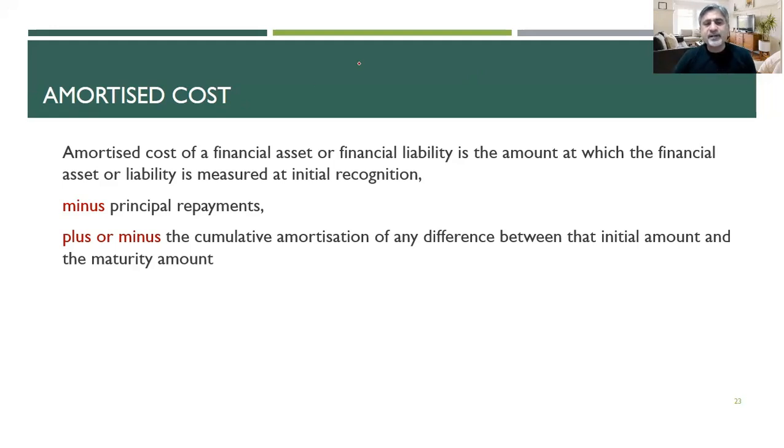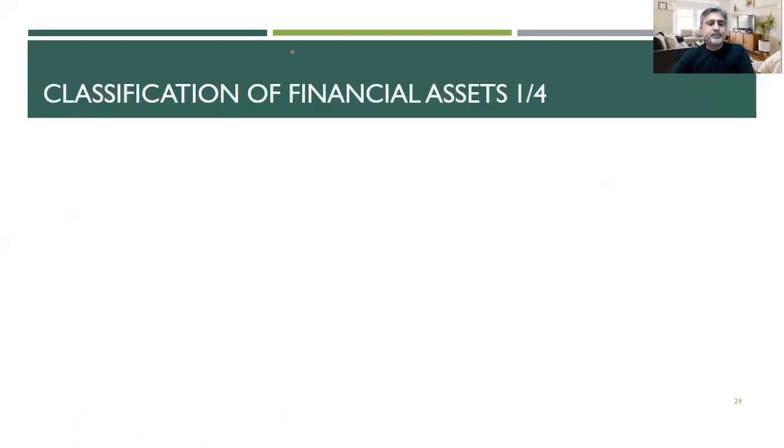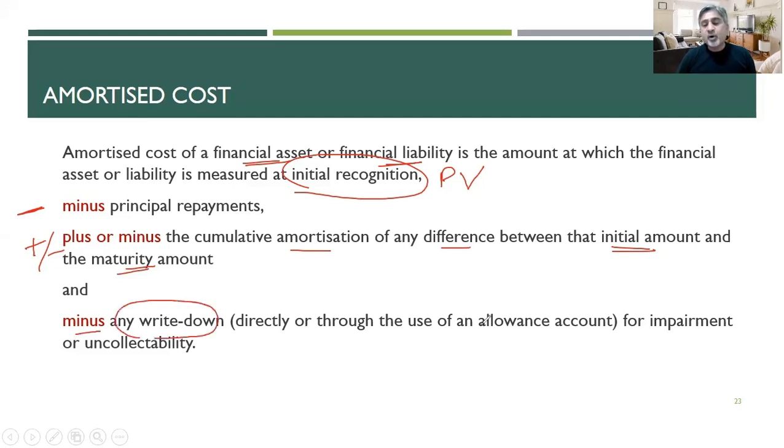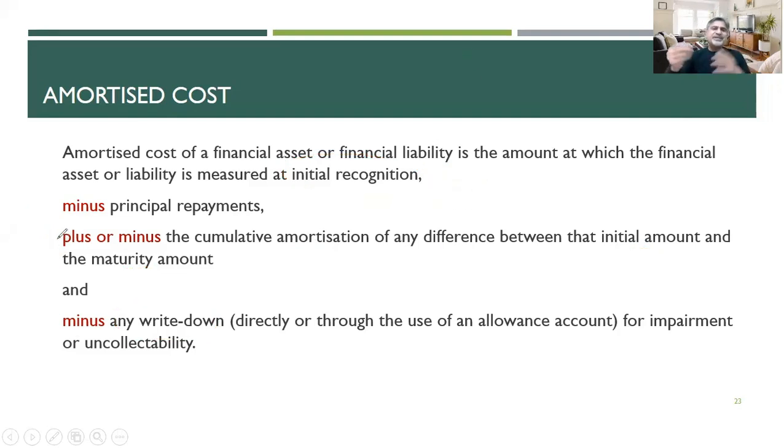So amortized cost is, let me just pull it up. Amortized cost of a financial asset or financial liability, so it could be for a financial asset or for a financial liability, as I explained, is the amount at which the financial asset or liability is measured at initial recognition, which means the present value, minus the principal payments, if you have made any, plus or minus the cumulative amortization of any difference between that initial amount and the maturity amount, and minus any write-down for impairment or uncollectability. These are mostly talking about changes in the principal.